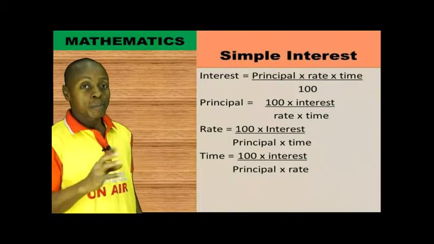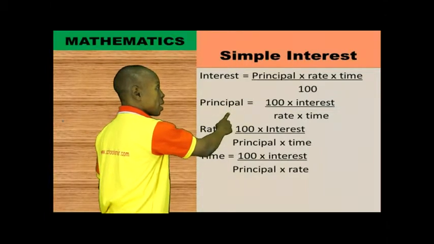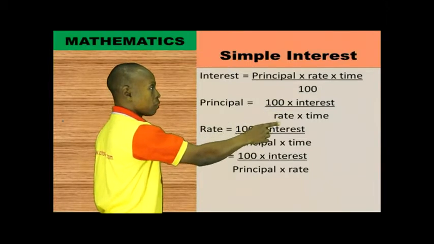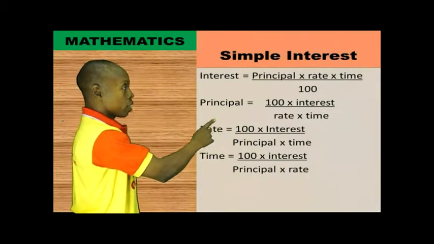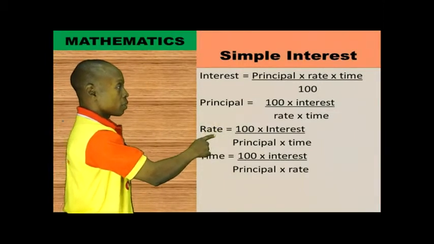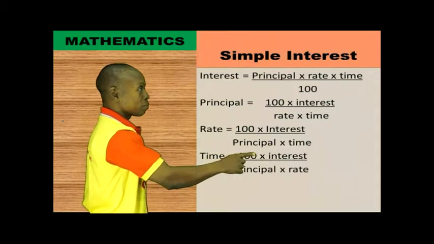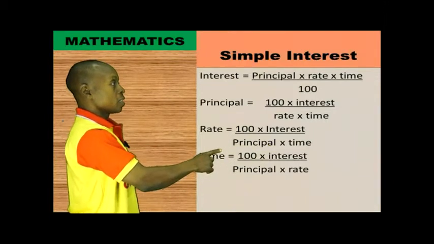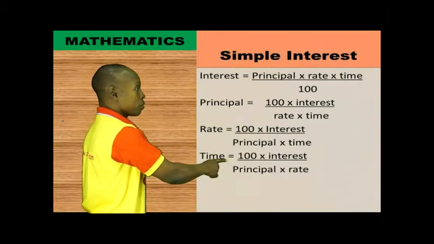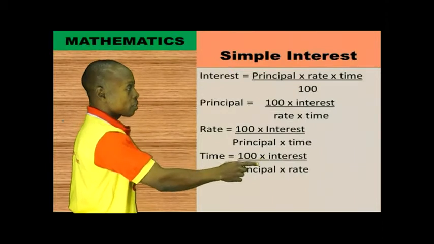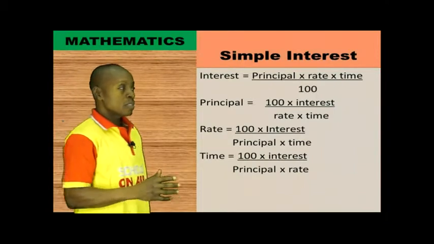If you have to get any other thing apart from the interest, like the principal, this is the formula to get the principal. You have principal is equal to 100 multiplied by interest all over rate times time. And if you have to get the rate, you are given the principal, the time, and the interest, the rate is equal to 100 multiplied by interest all over principal times time. If you are given the interest, principal, and rate, and you are asked to get the time, the formula is 100 multiplied by interest all over principal times rate. That's very important. You have to master that.